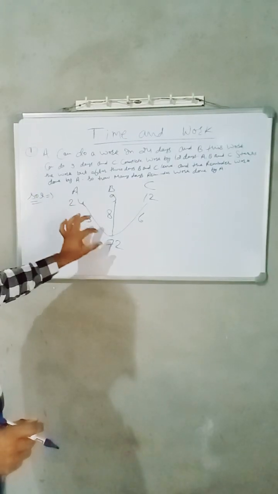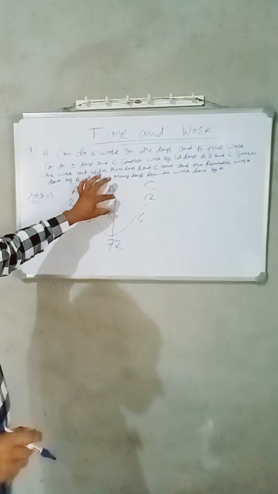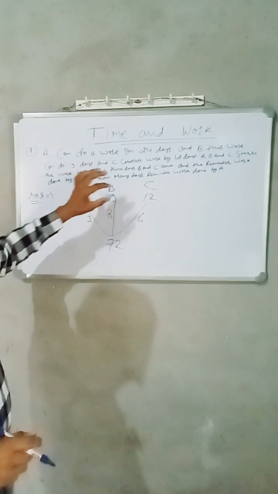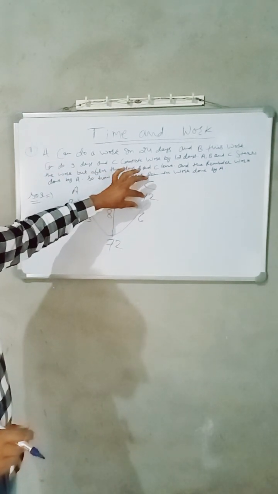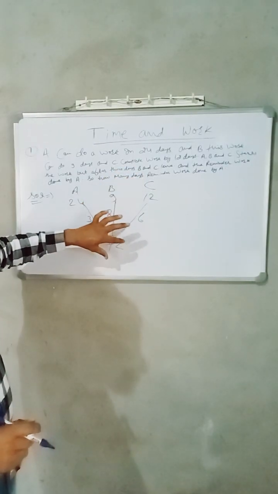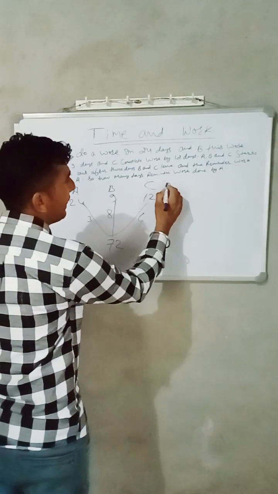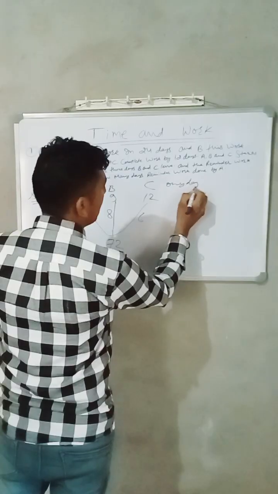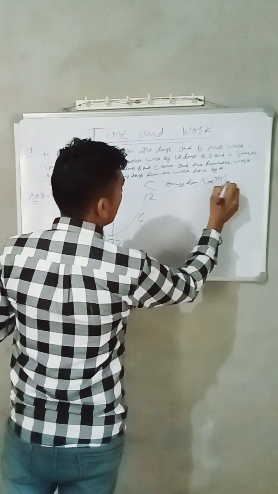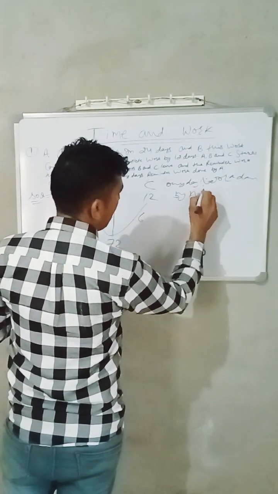So guys, A does 3 parts of work in 1 day. Total work is 72, so A completes it in 24 days. B does 8 parts in 1 day, so total work 72 is done in 9 days. C does 6 parts in 1 day, and completes the work of 72 in 12 days. Okay, now 1 day of work done by A plus B plus C.